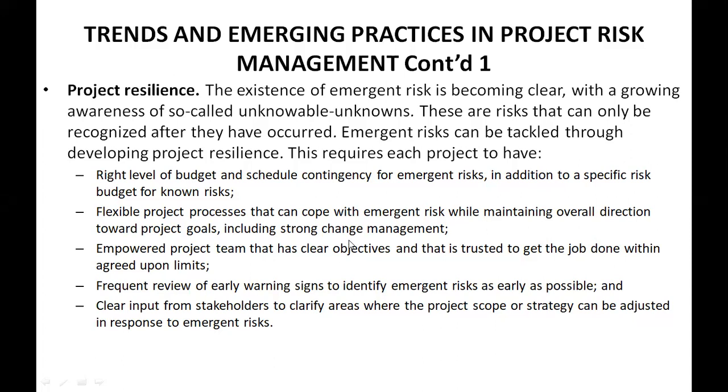All right. So I was talking about how, for projects to have the right resilience irrespective of whatever may come up, there should be the right level of budget and schedule contingency for emergent risk, in addition to a specific risk budget for known risk. Where this may occur, it is important that we create all assumptions and communicate with our stakeholders, so that in a case where such emergent risk occurs, they will not see us as unprofessional. Then also there should be flexible project processes that can cope with emergent risk while maintaining overall direction towards project goals, including strong change management. An empowered project team that has a clear objective and is trusted to get the job done within agreed upon limits. Then frequent review of early warning signs to identify emergent risk as early as possible, and clear input from stakeholders to clarify areas where the project scope or strategy can be adjusted in response to emergent risks.